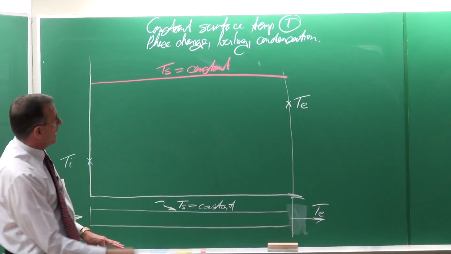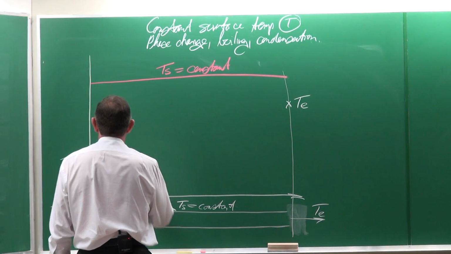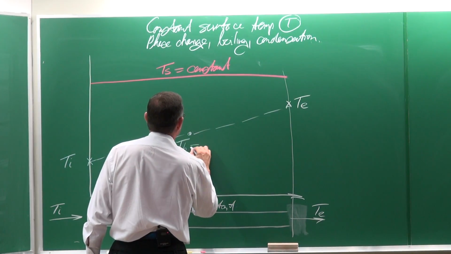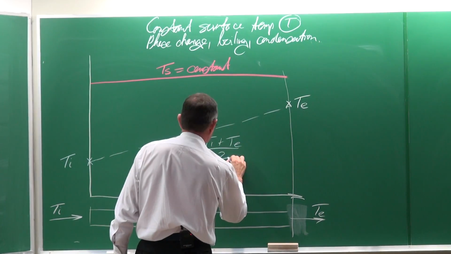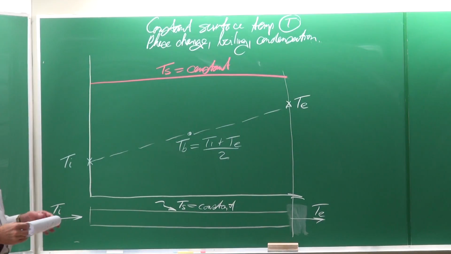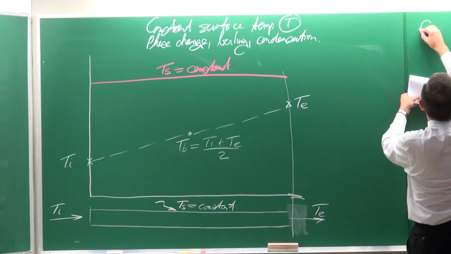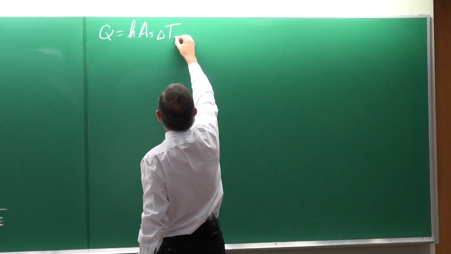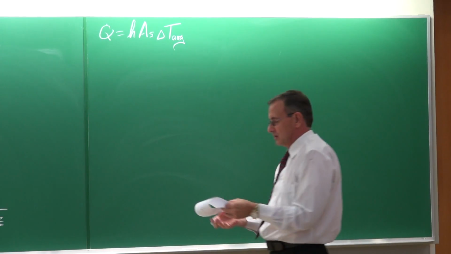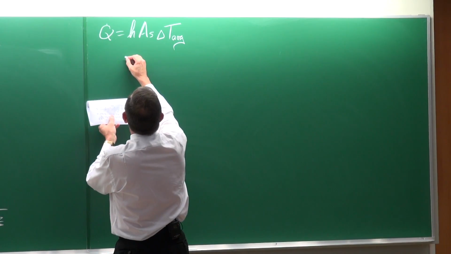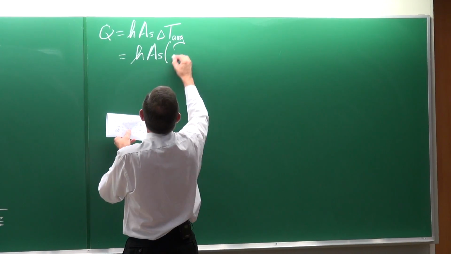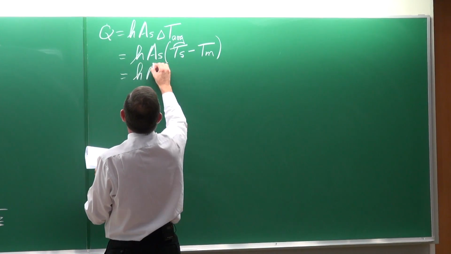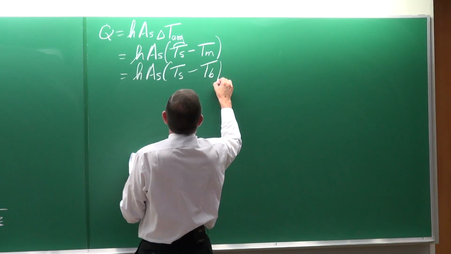Then with the background that we have up to now, most probably we will say, well, this is a simple problem. All I'm going to do is assume a straight line between these two, and that temperature there, the bulk temperature, is equal to the inlet temperature plus the outlet temperature divided by 2. And with that, we're going to say that the heat transfer rate is equal to the heat transfer coefficient multiplied by the surface area multiplied by a delta T, and this delta T is called the delta T average. I'm going to explain it just now. Again, we can write it as the heat transfer coefficient multiplied by the surface area multiplied by Ts minus Tm, or the heat transfer coefficient multiplied by the surface area, Ts minus T bulk.